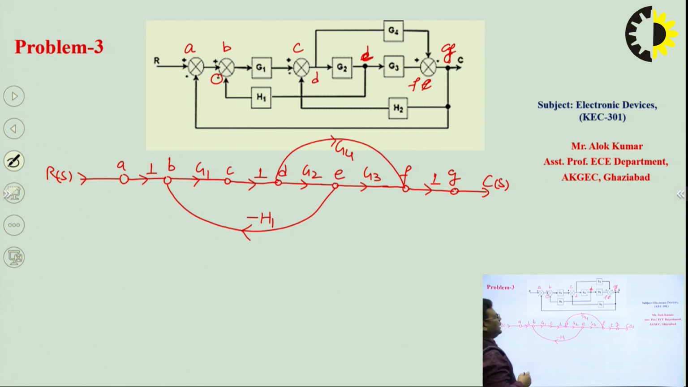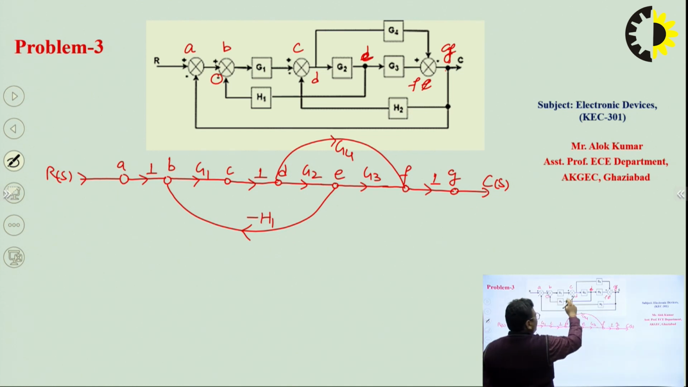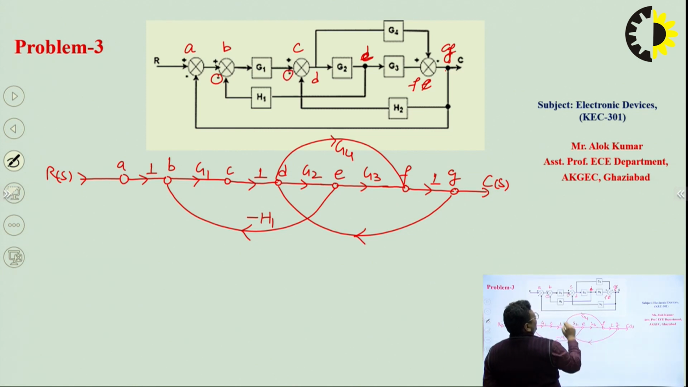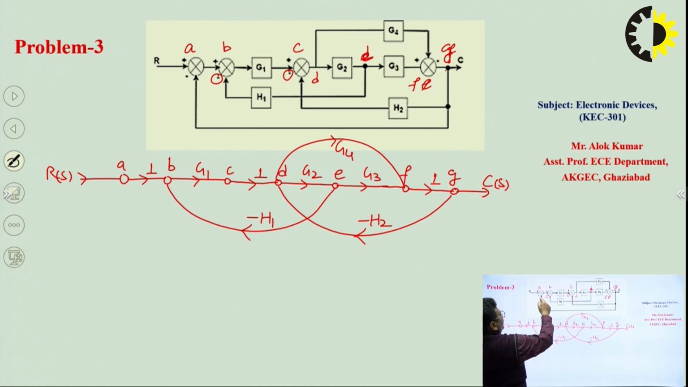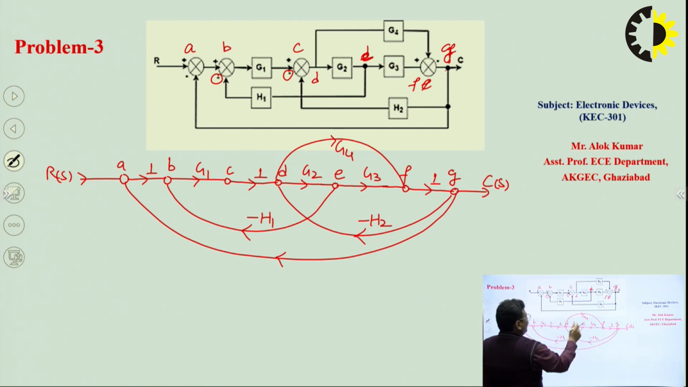Okay, again we can see one feedback signal is coming from node G to node D. So node D and G we can connect, and the signal is coming in this direction. Again it is having negative feedback, so we can write minus H2 here, right? Then one feedback signal is coming to node A, from node G to node A. So we can connect node A and node G, and the feedback signal is having the gain of -1.